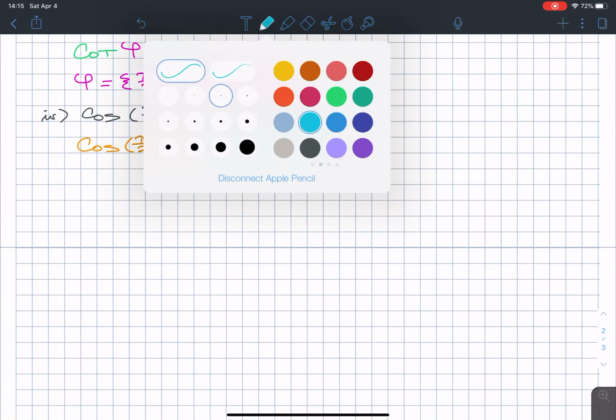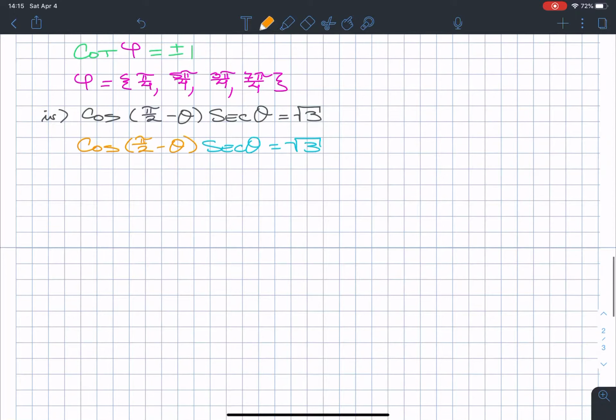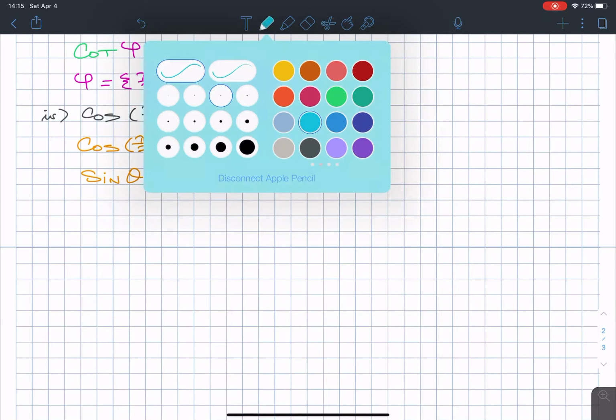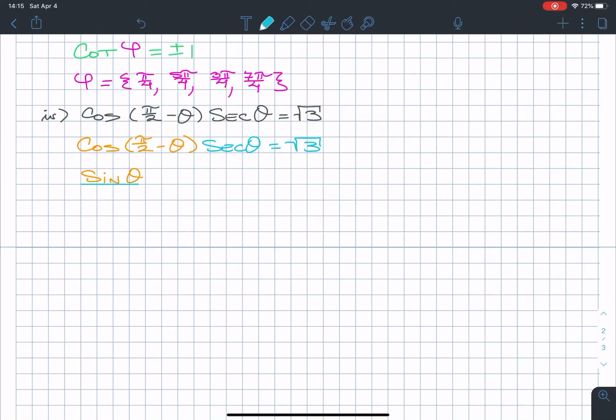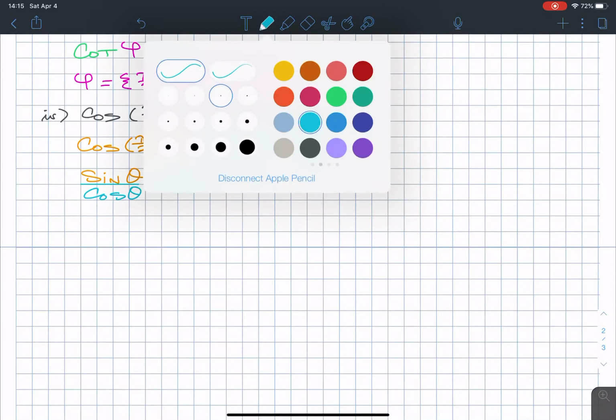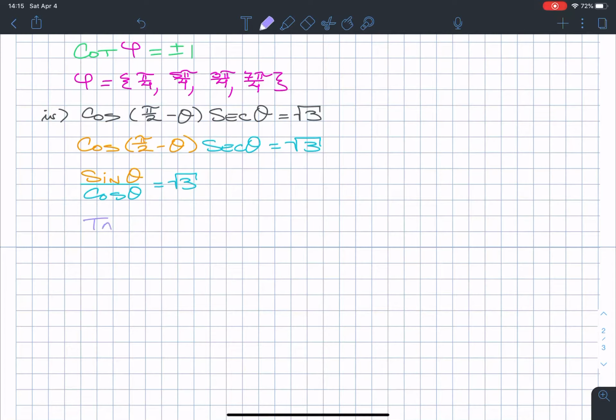Okay, well, cosine of pi over 2 minus theta is the same as sine of theta times secant, which is 1 over cosine, and that's the square root of 3. So sine over cosine is tangent. So we get that tangent of theta is root 3. Okay. So the two angles will be in quadrant 1 and 3. So that corresponds to pi over 3 and 4 pi over 3.